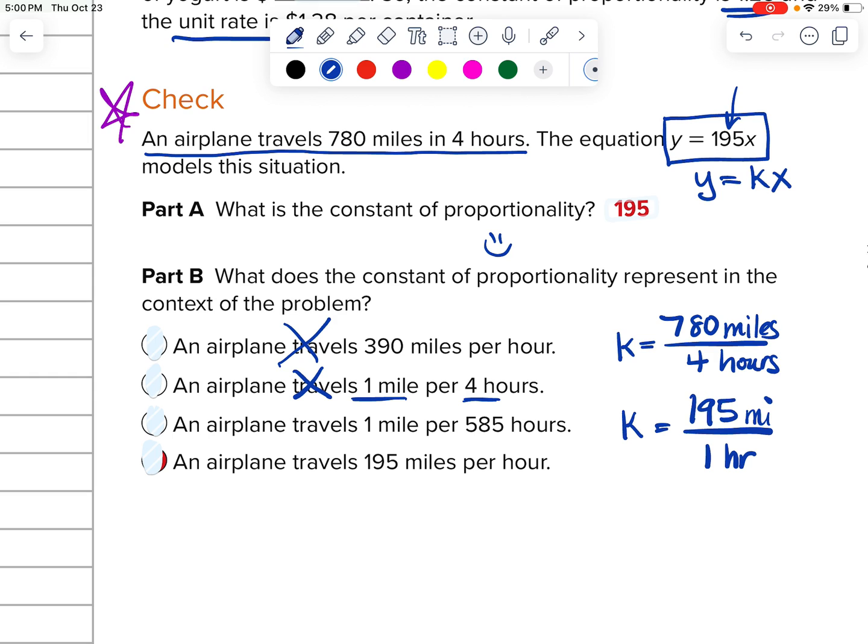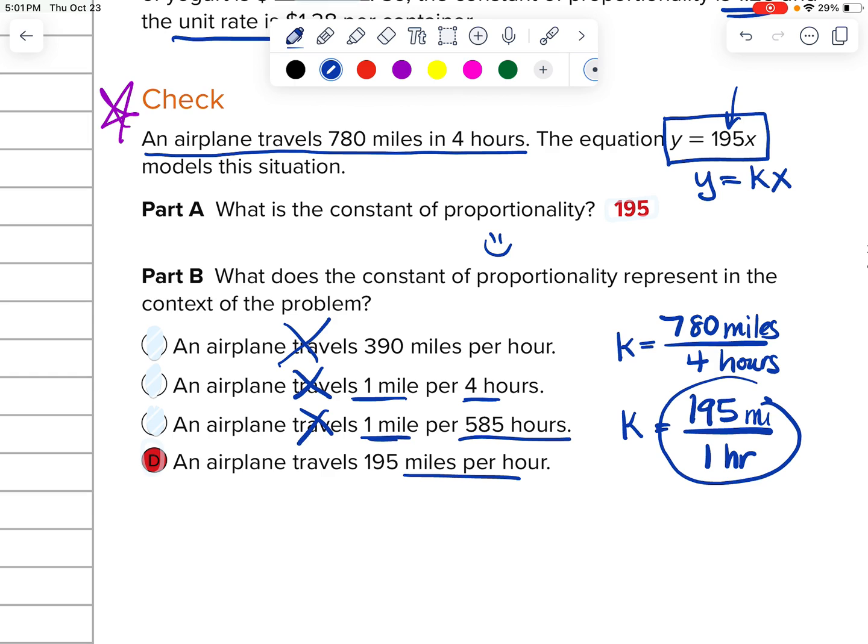An airplane travels 1 mile per 585 hours. That's even worse. That definitely doesn't make sense. Can you imagine going anywhere 1 mile away and it takes you 585 hours? It's nonsense. Then finally, an airplane travels 195 miles per hour. That we know is the correct answer.